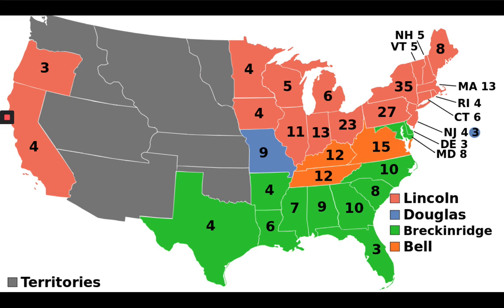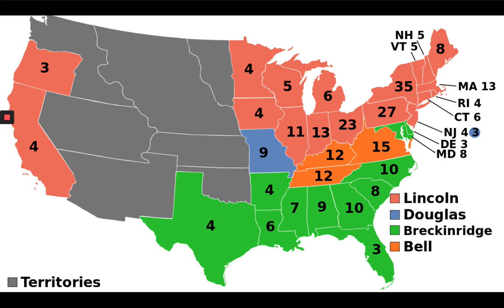So let's get back to the map here. I've got a couple other maps I'm going to show you guys, but we'll start out with this one. Again, we have four candidates. You guys can already tell there are 4 or 5 different colors. The gray represents the territories. People living there, as I said before, are not yet a state, and therefore they don't have the privilege to vote yet.